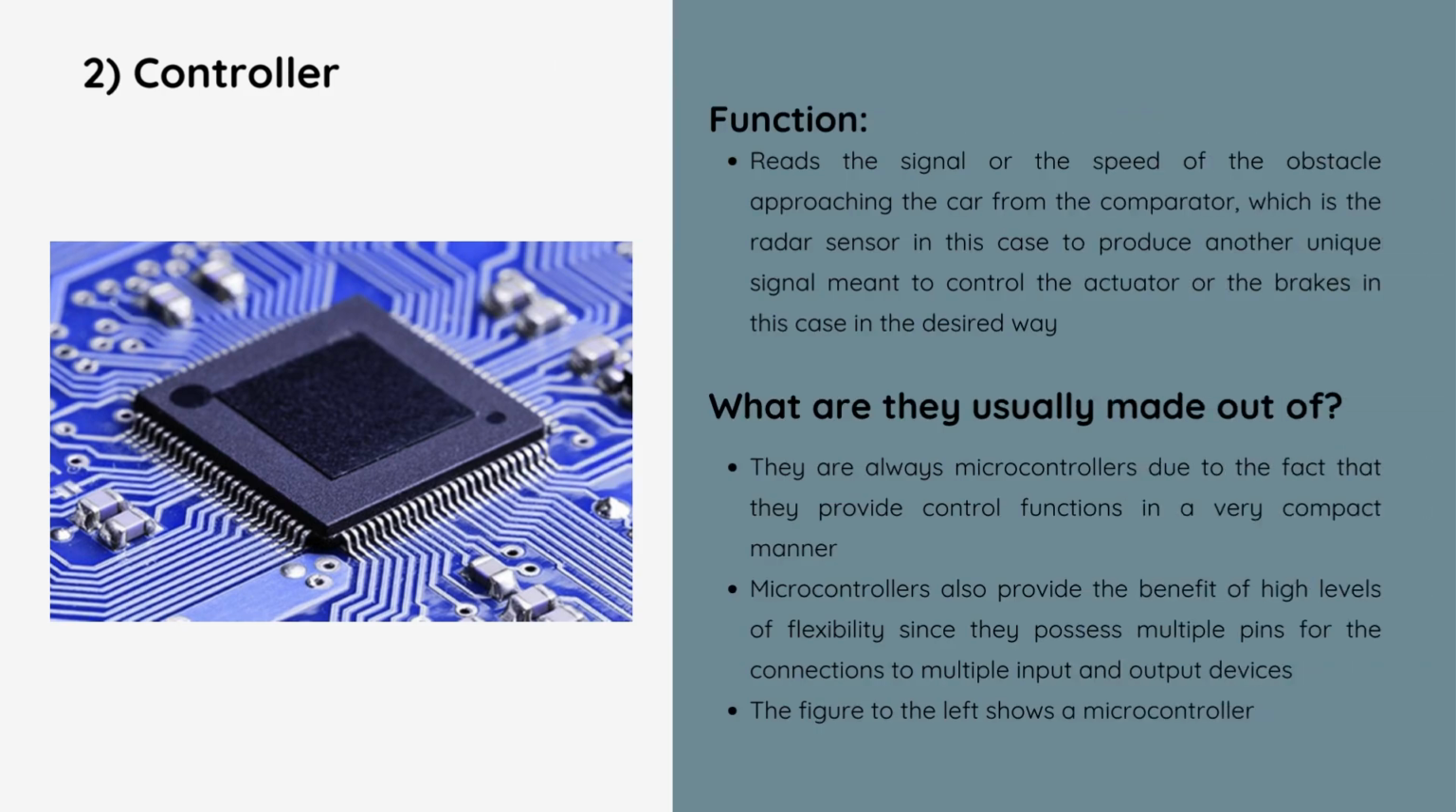Another component that is essential in adaptive cruise control systems is the controller, and its function is to read the signal or the speed of the obstacle approaching the car from the comparator, which is the radar sensor in this case, to produce another unique signal meant to control the actuator, or the brakes in this case, in the desired way. Controllers are usually made out of microcontrollers because they provide control functions in a very compact manner, and microcontrollers also provide a high level of flexibility since they possess multiple pins for the connections to multiple input-output devices. The figure to the left here shows a microcontroller.